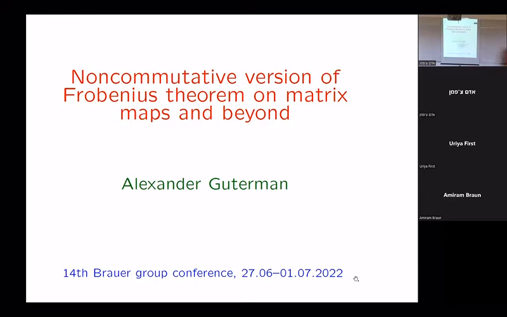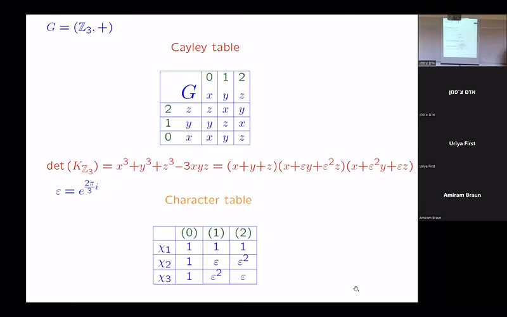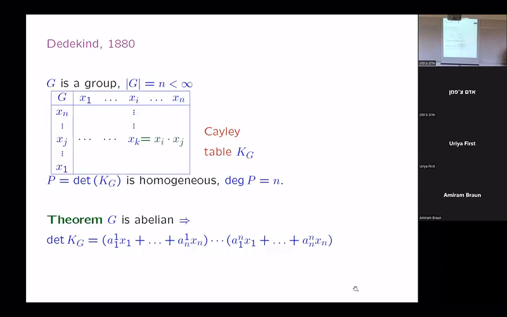So I will speak about the Frobenius theorem and some of our results around it, but everything goes back to the following question by Dedekind. He asked: assume we have a certain finite group, say of order n, and we consider the multiplication table of that group.